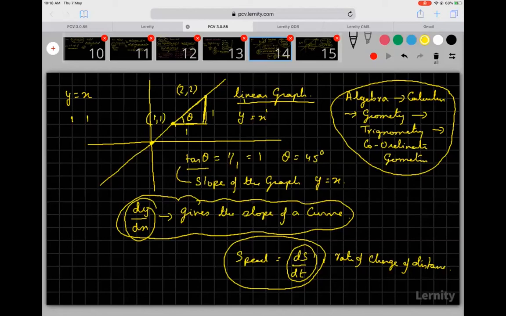Anyway, so here it is, dy by dx gives you the slope. Dy by dx also tells you the rate of change of y with respect to x. That is the meaning of slope. How is y changing with x? So when we say rate of change of speed, it is nothing but change in speed by change in time. That change is dy.